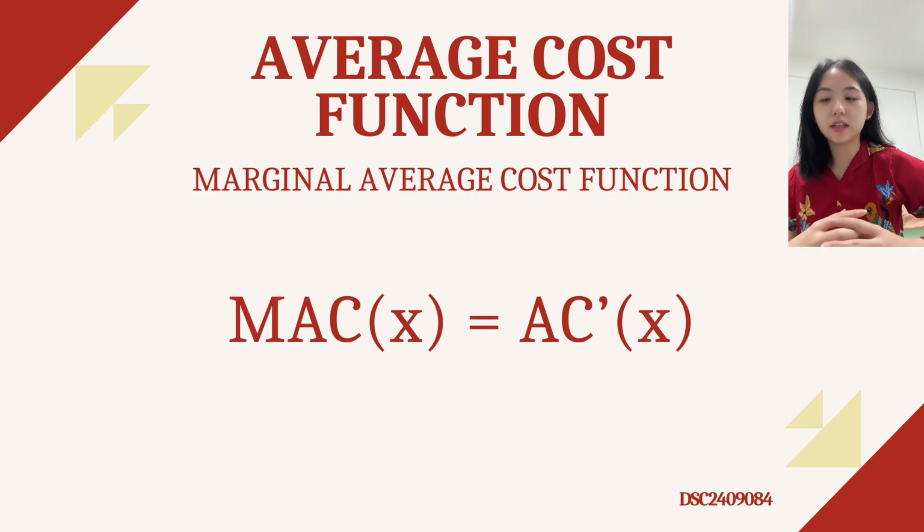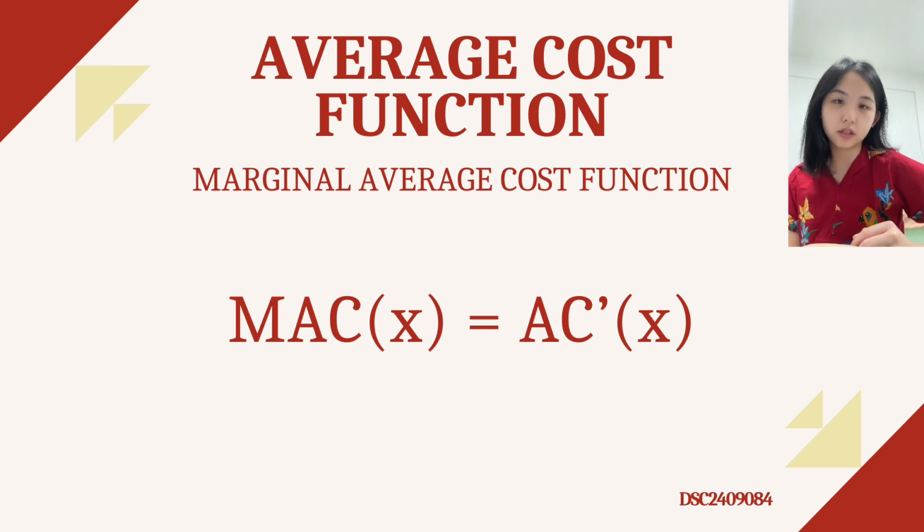Next, let's discuss the marginal average cost, or MAC, function. This function shows how the average cost changes as we produce one more unit of good, and this provides insights into production efficiency. The formula for MAC is MAC of x equals the derivative of AC of x, and this derivative indicates how the average cost per unit changes when producing an additional unit.